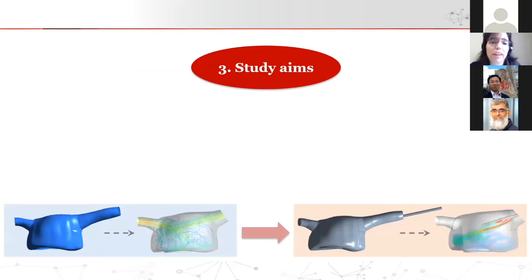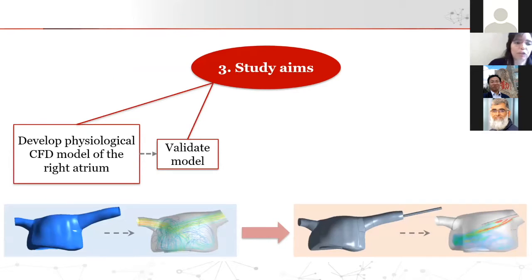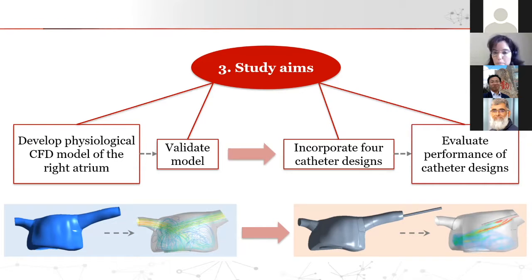However, this is not enough to know if the behavior is appropriate. So our study focused on first developing a CFD model of the right atrium and validating it against appropriate literature data. Then we used this model to incorporate 4 different types of catheters and evaluate their performance.